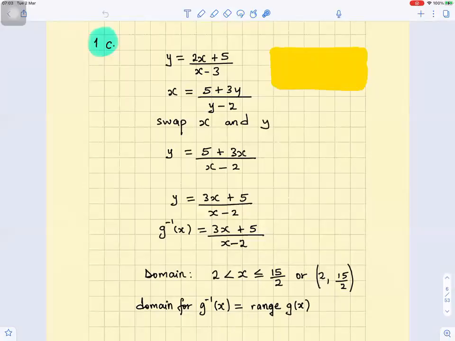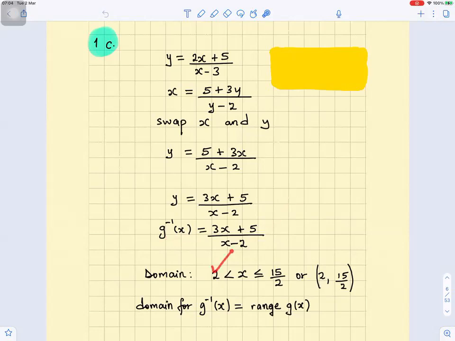So for part C, we write y equals 2x plus 5 over x minus 3. So we write this as y. And then we can swap x and y. So wherever we see x, we swap x and y. So y is equal to 5 plus 3x over x minus 2. And if you have y equals 3x plus 5 over x minus 2, so g inverse of x is 3x plus 5 over x minus 2.